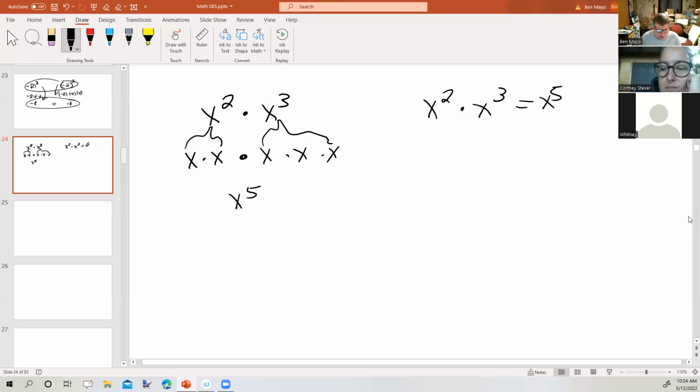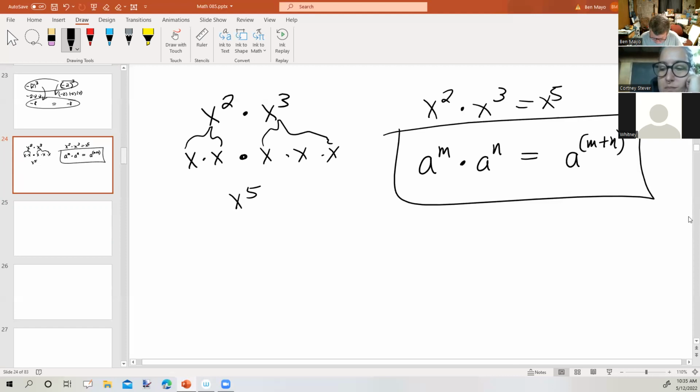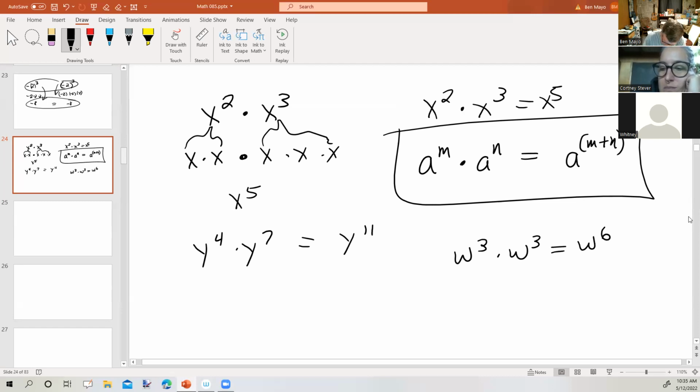Well, I could go through a whole bunch of examples of this, and sooner or later, you would conclude that in general, if we have a base raised to a power times the same base raised to a power, the rule is we take that base raised to the sum of the exponents. So here's one of the rules. So for instance, y to the 4th times y to the 7th would be y to the 11th. w cubed times w cubed would be w to the 6th power.